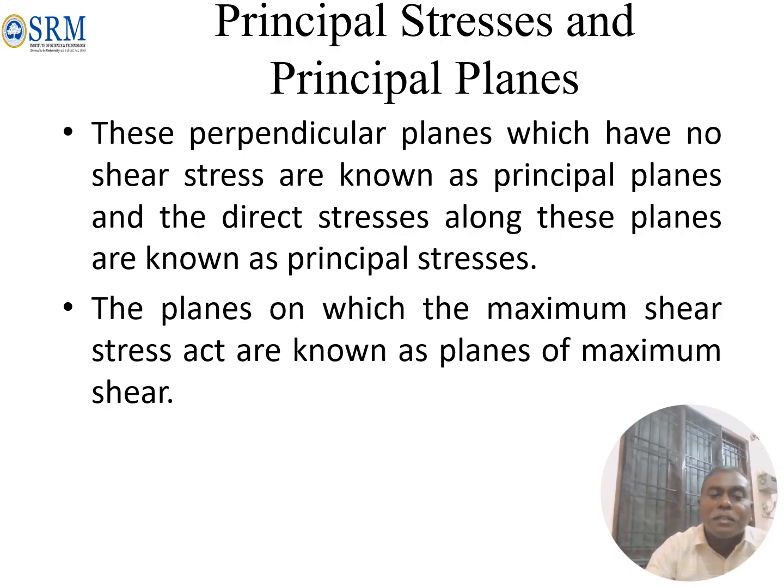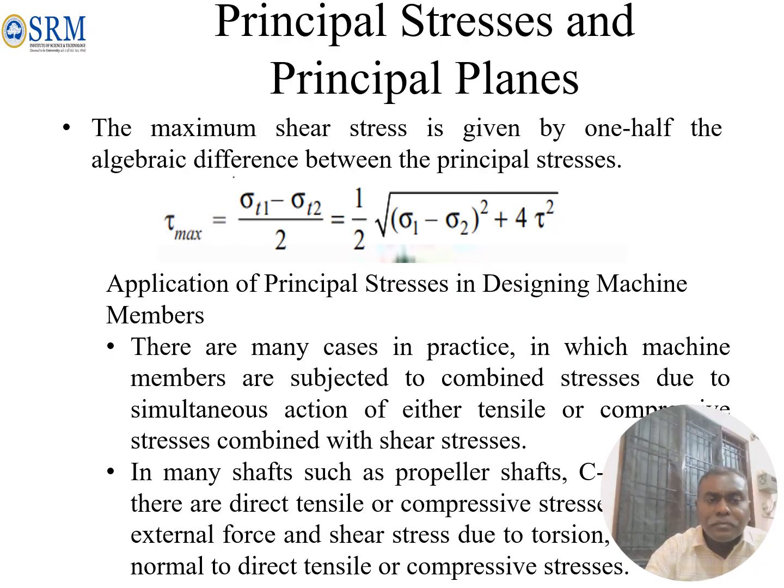The planes on which the maximum shear stress acts are known as planes of maximum shear. The maximum shear stress formula uses the maximum principal and minimum principal stresses, which I already gave in the previous slide. Here tau max equals half of sigma T1 minus sigma T2. Sigma 1 is the maximum principal, sigma 2 is the minimum principal, and tau is the shear stress.